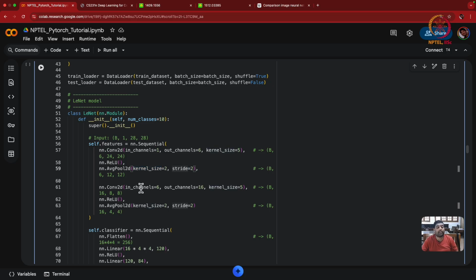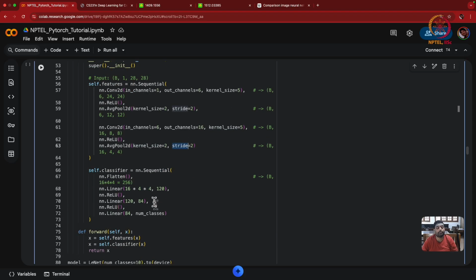Then we have another convolution layer, in which 6 is the input channel. Please remember, this input should match the previous output, because this is one pipeline, one feeding into the other. The output channel is 16, and kernel size is 5. This is followed again by an average pooling. The output size here is 16×4×4, and this 16×4×4 you have to flatten out.